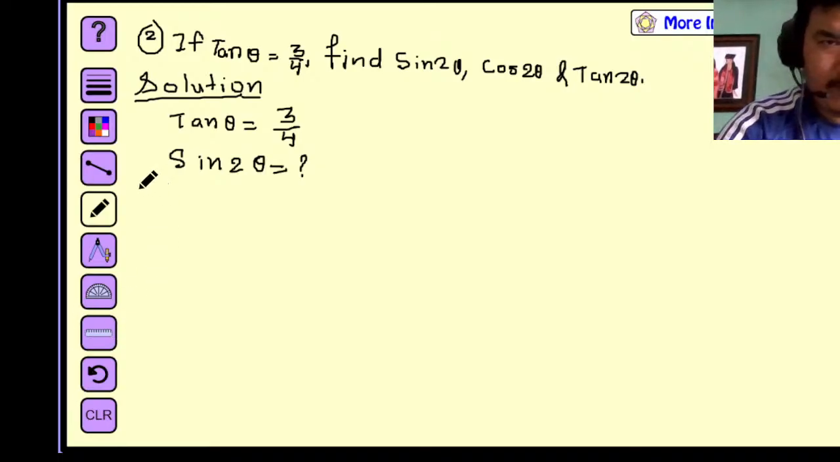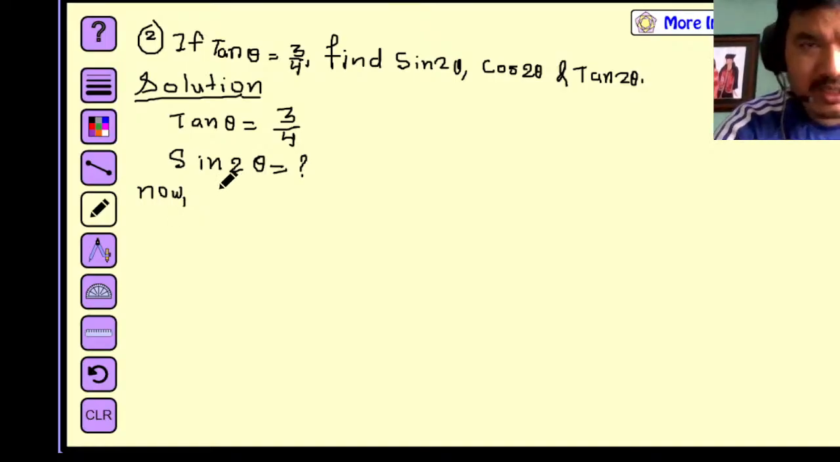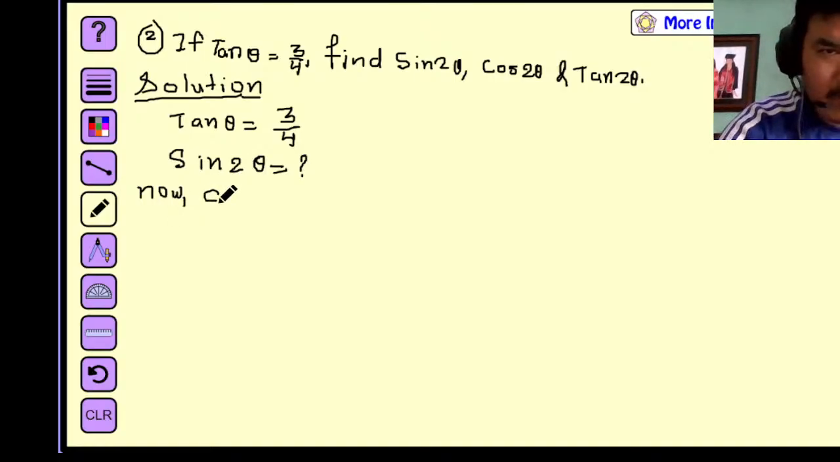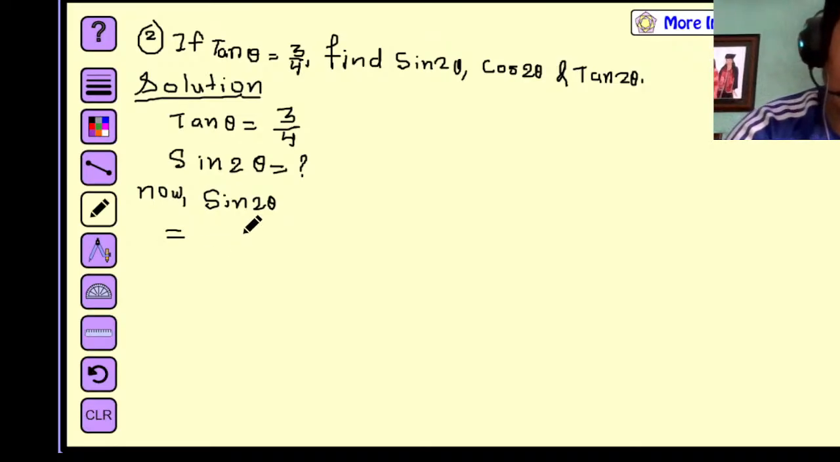First of all, as we know, I just told you, I repeat it frequently, okay? We use the formula of sine 2 theta. We have the formula of sine 2 theta in terms of tan theta, okay? What is that we need to learn? What is the formula of sine 2 theta in terms of tan? In terms of tan, sine 2 theta means we have 2 tan.